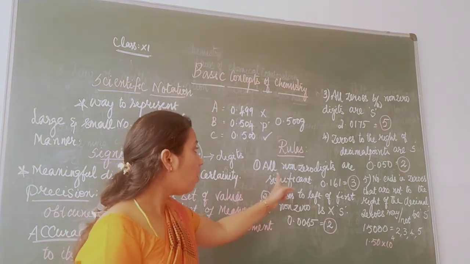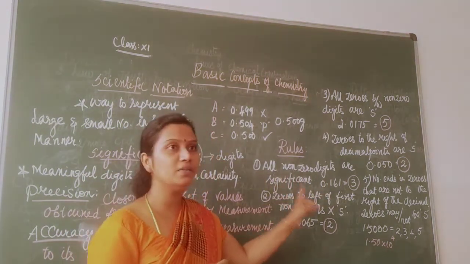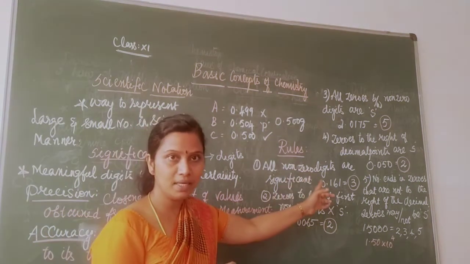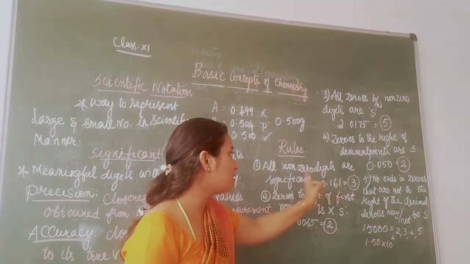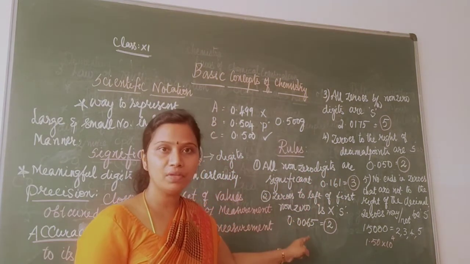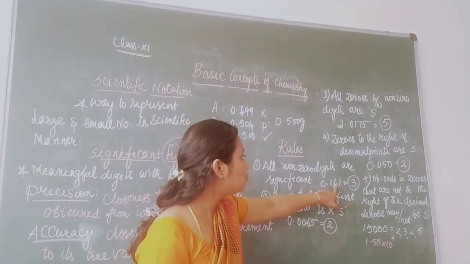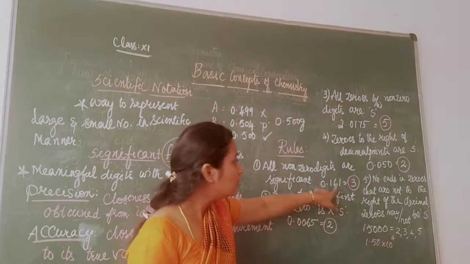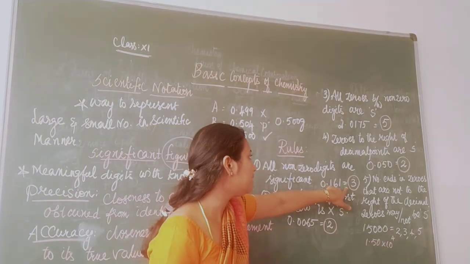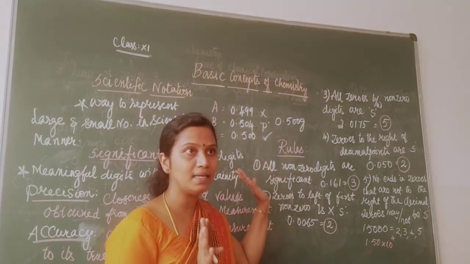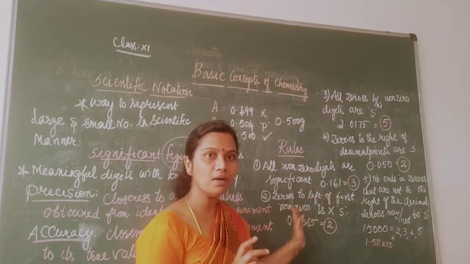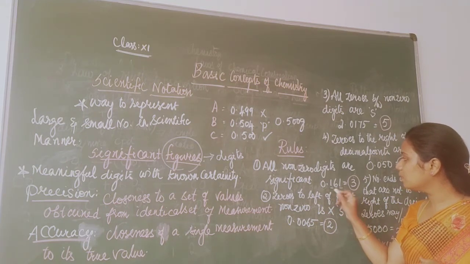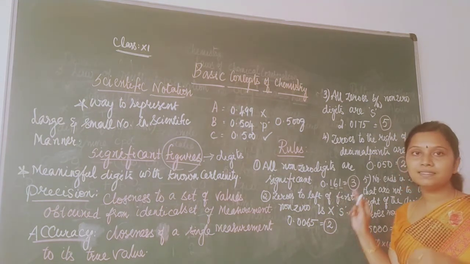Rule 1: all non-zero digits are significant. Any digit apart from 0 is referred to as non-zero, right? So all non-zero digits are significant. For each rule I have given an example. Now 0.161: in this, 0 is zero, and 161 are non-zero numbers. When you count all the non-zero numbers, it is 3. So the first rule is tallied. Which are the non-zero digits here? All non-zero digits are 1, 6 and 1. So all are significant, and the answer is 3.